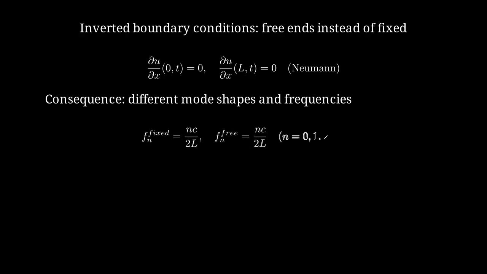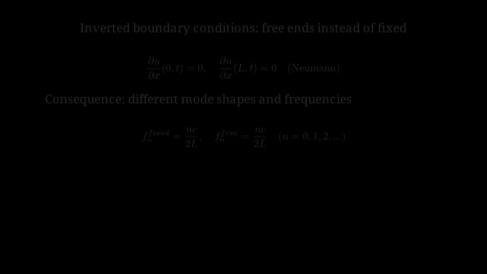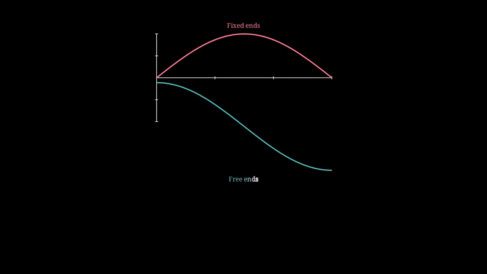For fixed ends, frequencies are nc over 2L for n equals 1, 2, 3. For free ends, n can include 0, giving a static mode. The mode shapes differ fundamentally. Fixed ends show sine functions that go to 0 at boundaries. Free ends show cosine functions with 0 slope at boundaries.